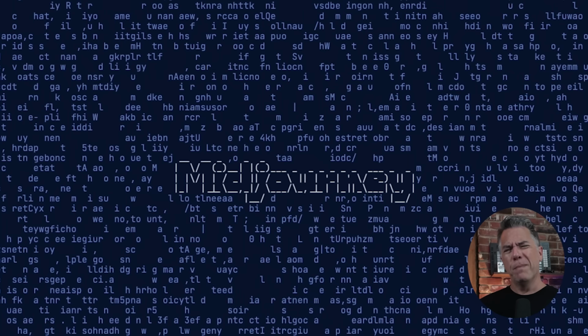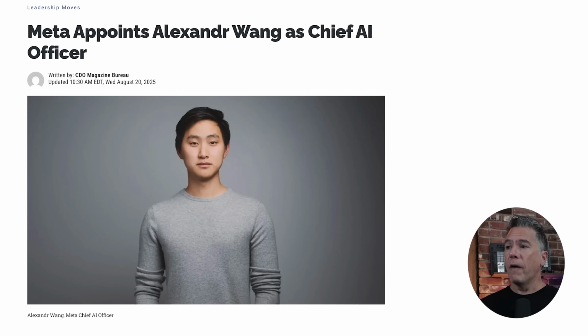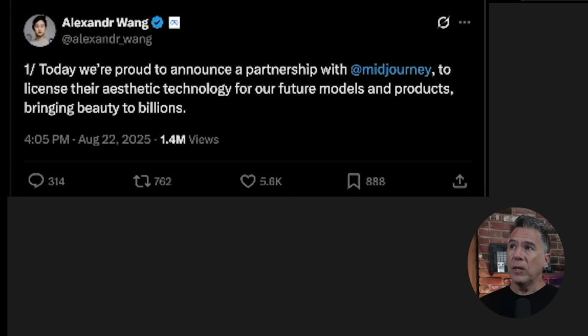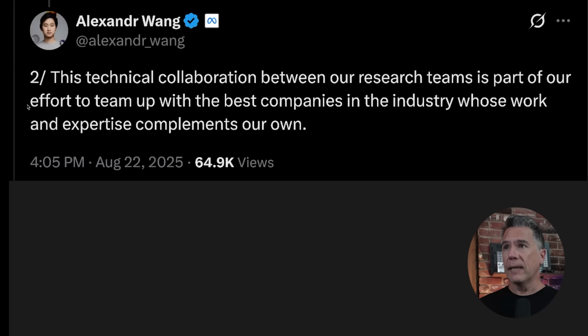Rounding out, some pretty interesting news on a partnership between Midjourney and Meta. So is that Midbook? Face Journey? But yeah, Alexander Wang, the chief AI officer at Meta, recently announced that they have a partnership with Midjourney to license their aesthetic technology for future models and products, bringing beauty to billions. To note, this is a partnership, not an acquisition. As Alexander mentions, it's a technical collaboration between our research teams, part of their effort to team up with the best companies in the industry whose work and expertise complement their own.